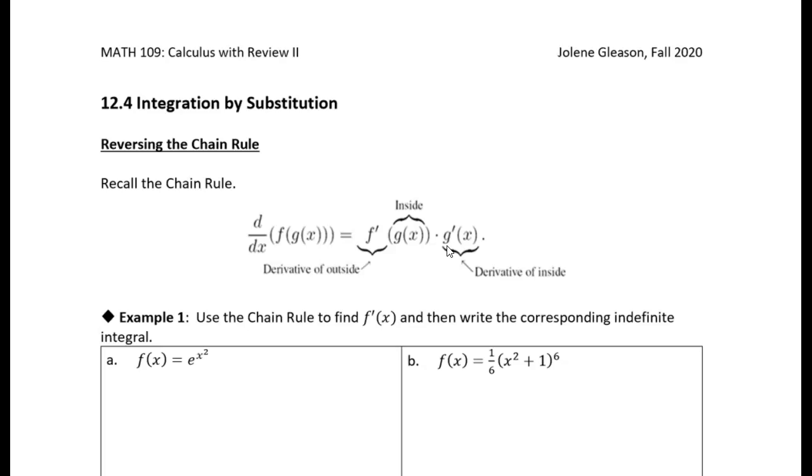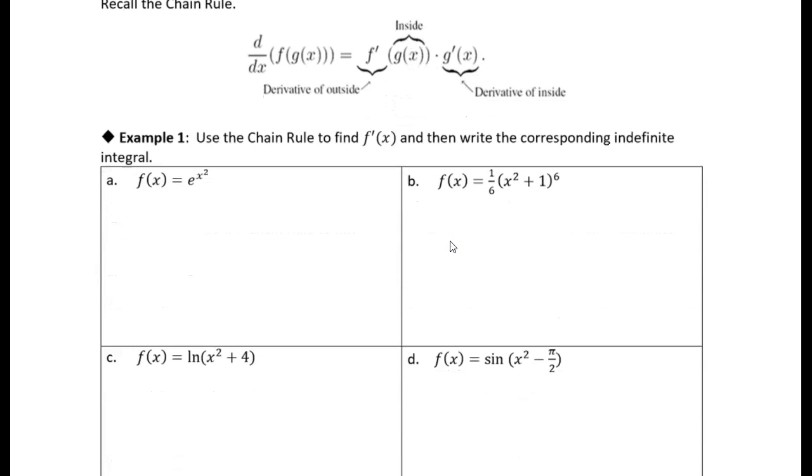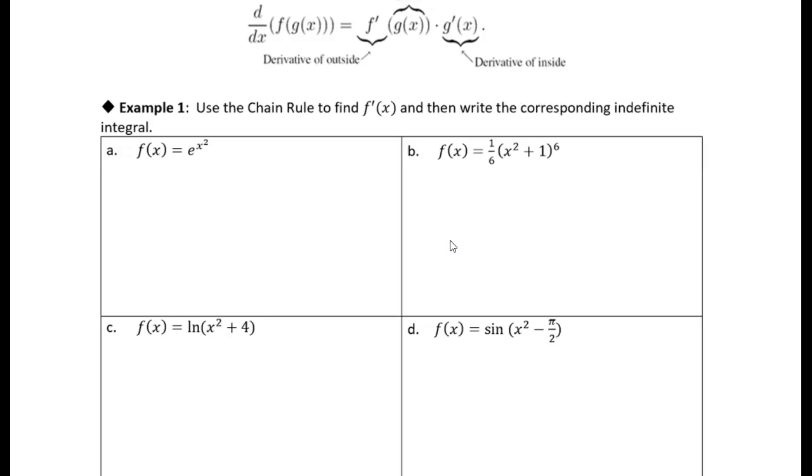All right, so let's use the chain rule. In example 1, we're going to use the chain rule and then look at the corresponding indefinite integral. All right, so in this first function, we've got e to the x squared. So our outside function is the e to the x function. The inside function is x squared. Let's look at the derivative of this function using the chain rule. So we take the derivative of the outside function. The derivative of e to the x is e to the x.